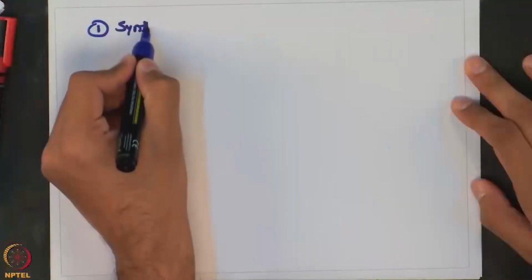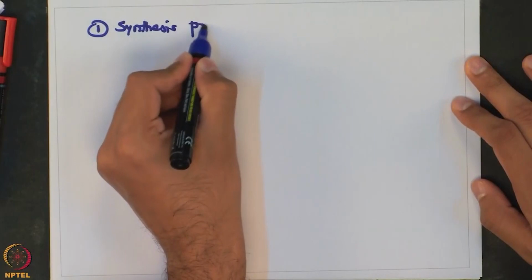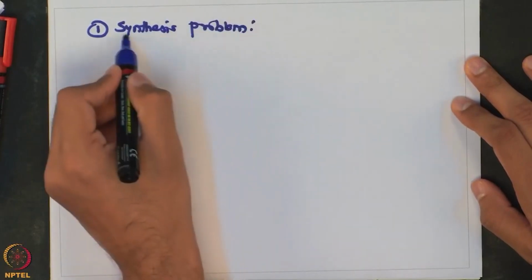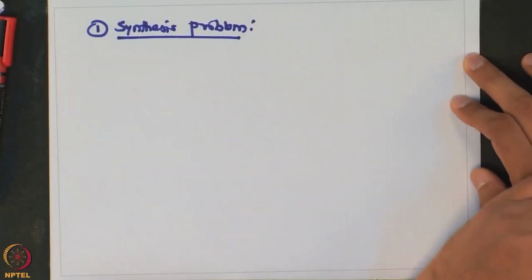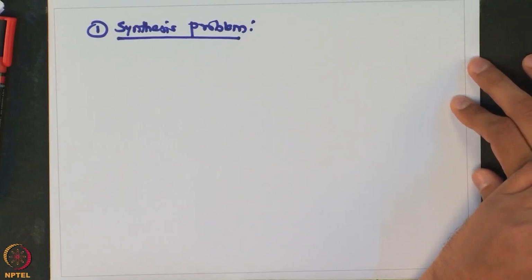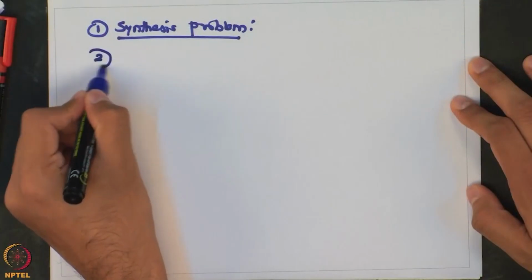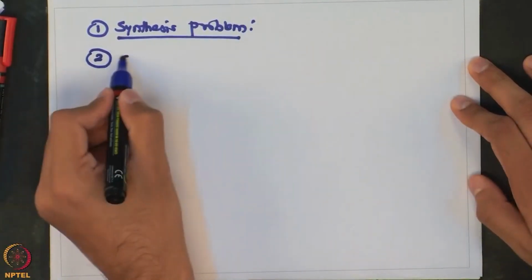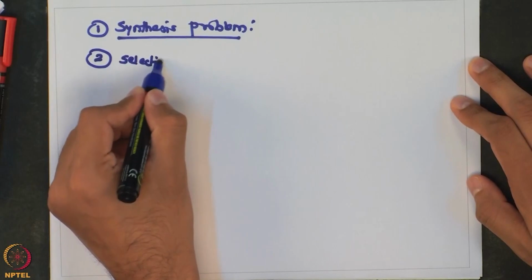When you have to design a feedback control system, we start with the synthesis problem, where we select what are the control variables, what are the manipulated variables, how do you pair them, and whether you pair them as a single input single output controller or multi input multi output controller. So all those decisions about the architecture of the control system are taken care of in the synthesis problem. Once the structure of the control system is finalized, then we move on to the second problem, which is known as a selection problem.